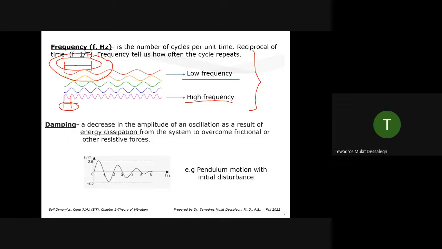And the other term is damping. Damping is just the dissipation of energy. We have oscillations, but because of damping, which can be air resistance, friction, or heat generation, because of several factors, the peaks are not repeating themselves with equal height. So the energy is being dissipated and finally the motion stops. That's called damping.